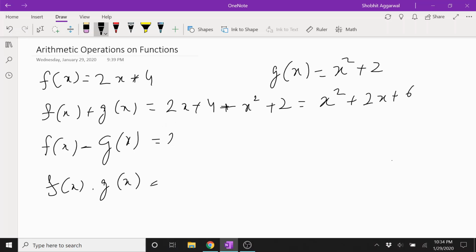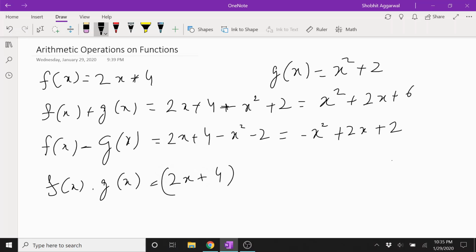And for the subtraction, we have 2x plus 4 minus x squared minus 2. So we'll be having minus x squared plus 2x plus 2.